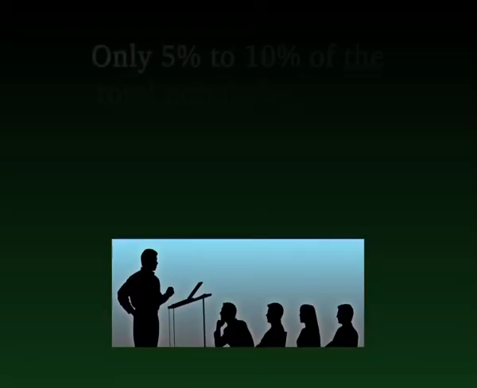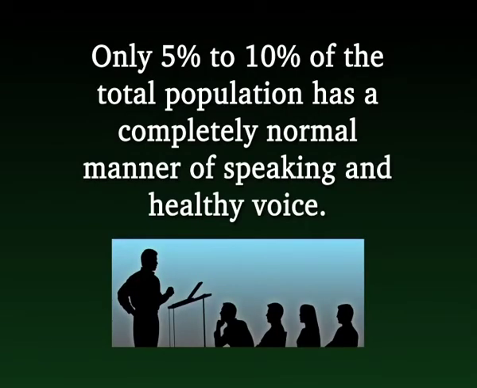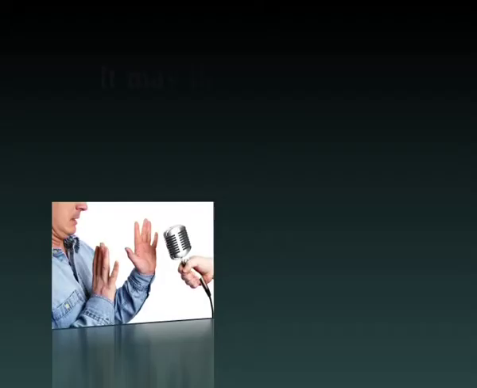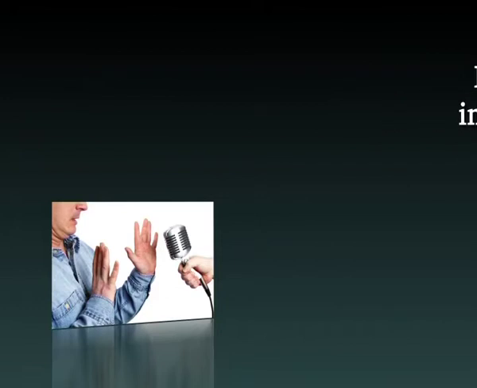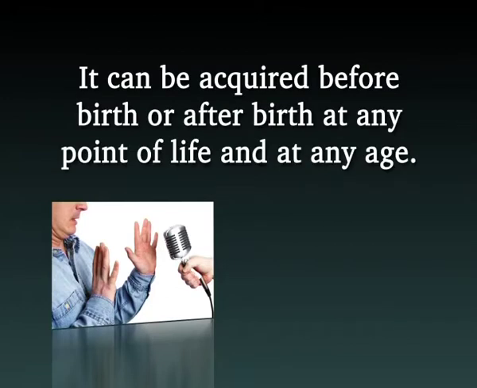Characteristics. Classifying speech into normal and disorder is a problematic task. Only 5% to 10% of the total population has a completely normal manner of speaking and healthy voice. All others suffer from one disorder or another. It may include partial impairment to complete inability to speak. It can be acquired before birth or after birth, at any point of life and at any age. Stuttering, a kind of speech disorder, affects approximately 1% of the adult population.